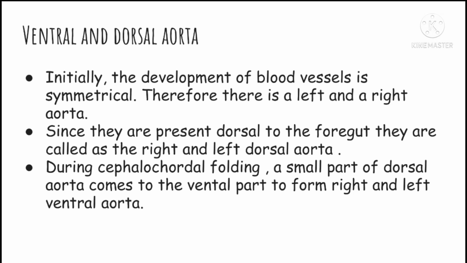The development of the blood vessels is starting on the 4th week of intrauterine life, and initially the development of the blood vessels is symmetrical. So there will be an aorta on the left side and an aorta on the right side. So since both these aorta are present dorsal to the foregut, they are called as the right and left dorsal aorta. And during cephalocaudal folding, a small part of the dorsal aorta will come to the ventral part and form the right and left ventral aorta.